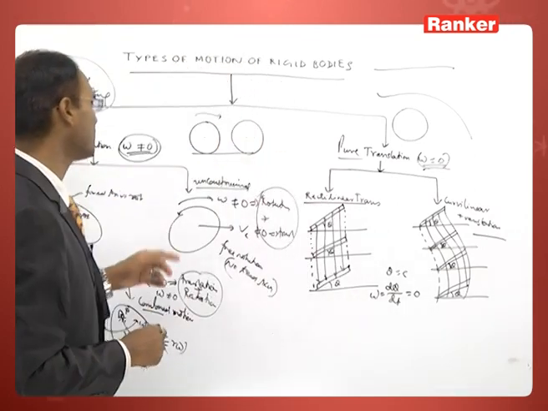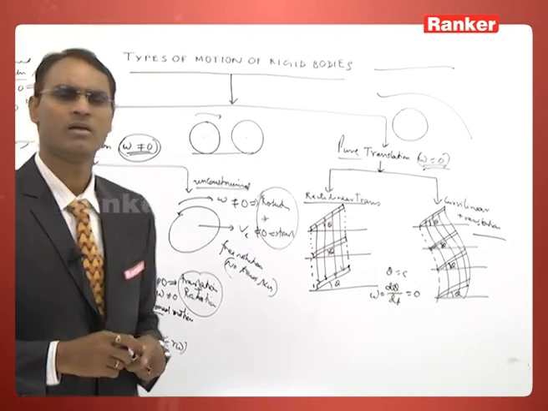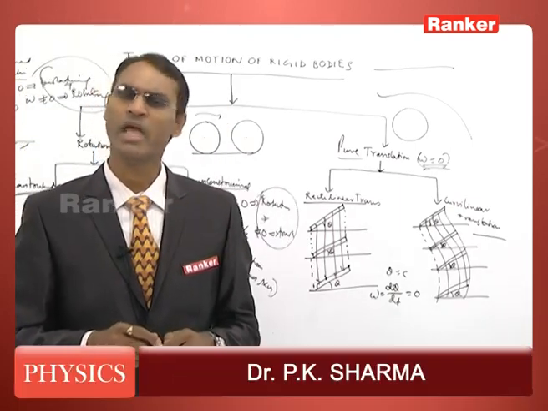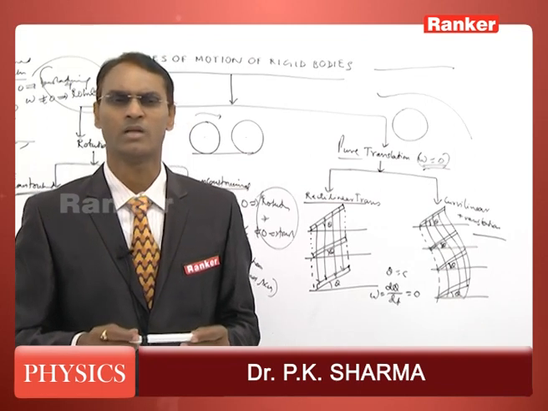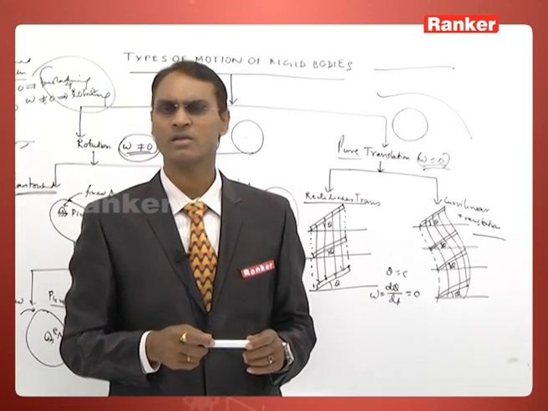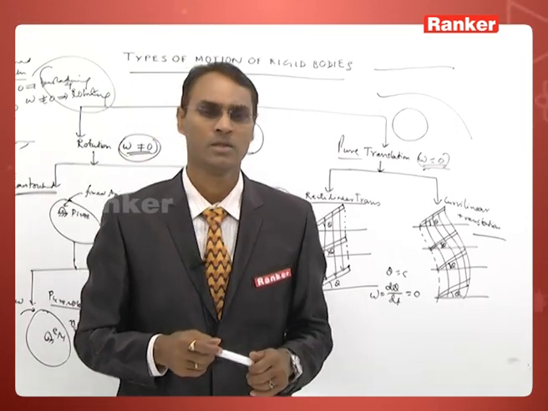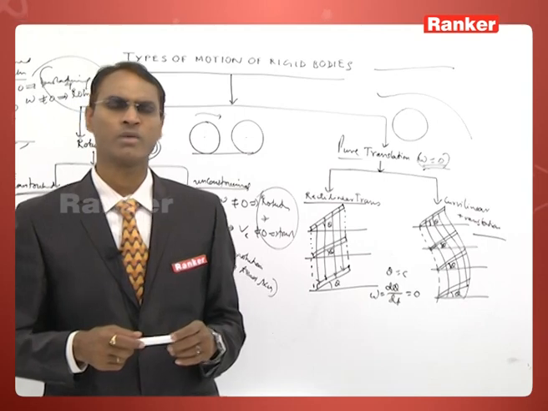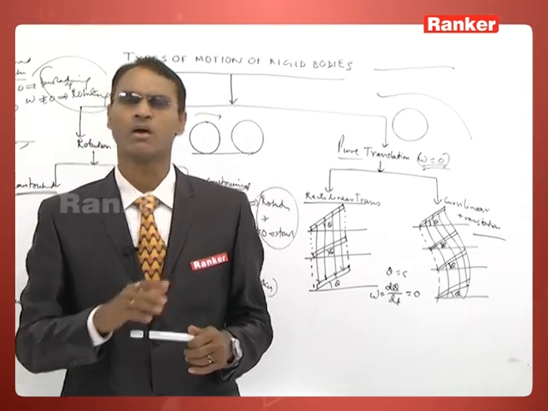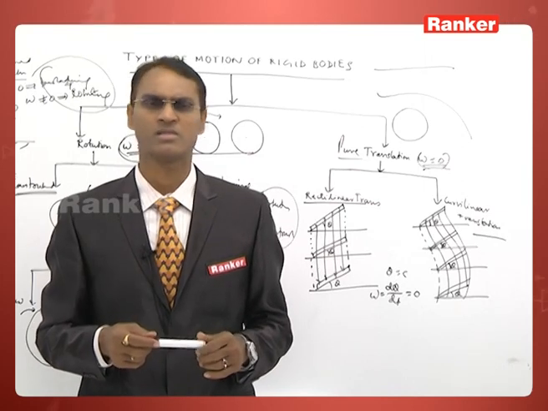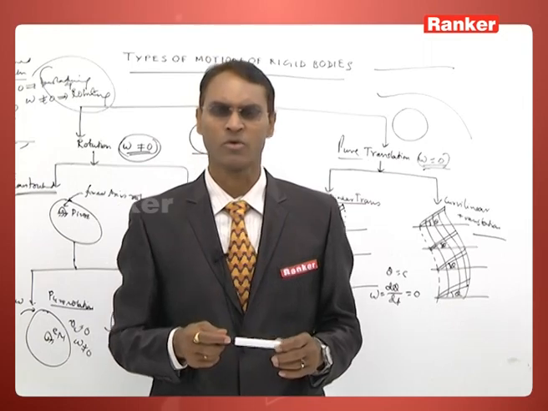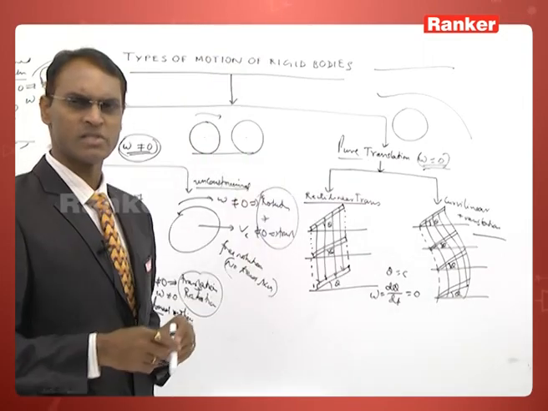When alpha remains constant, I will derive a set of equations the way you derived in your linear kinematics: s equal to ut plus half at square, v equal to u plus at, v square equal to u square plus 2as. Similar set of equations in angular parameters. You are using the angular quantities or parameters like angular velocity, angular acceleration, angular displacement. I am going to derive all these equations now one by one.